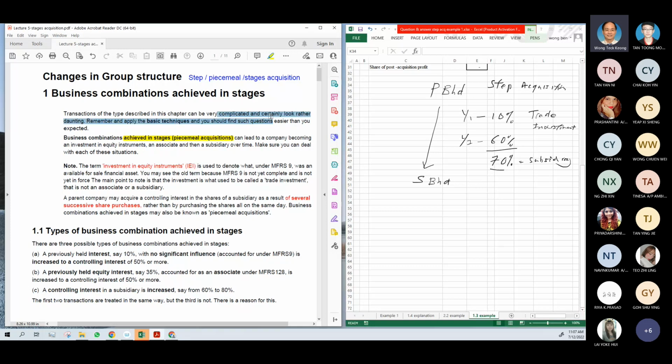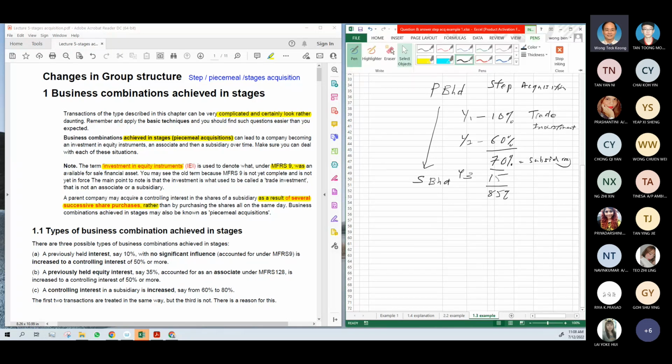In your first step, you just have an investment in equity, the trade investment, under MFRS 9, for sale. But after that, the company buys several successive share purchases, like given here, 10%, another 60%. Or what happened? They buy another 15% in year 3. So now you have 85%. So for these different stages, year 1, year 2, year 3, the accounting treatment is different.